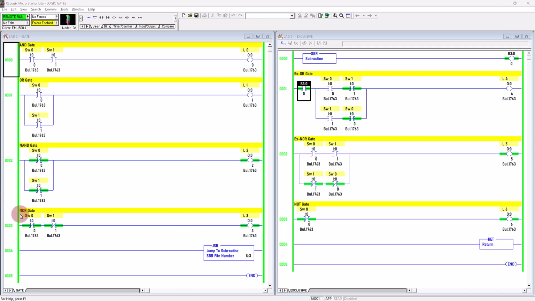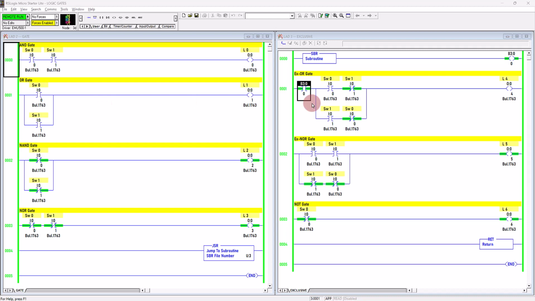It's the same for this NOT OR gate. Normally closed remains closed, normally closed remains closed. 1, 1, this one will be 1. And same for this one and this one. You can see 0, 1 is 0, 0, 1 is 0. So the output will be 0, de-energized. 0, 0, 1, 1, so it will be 1 here.